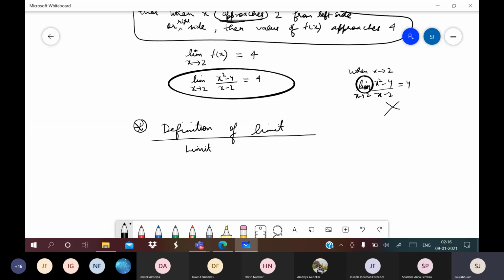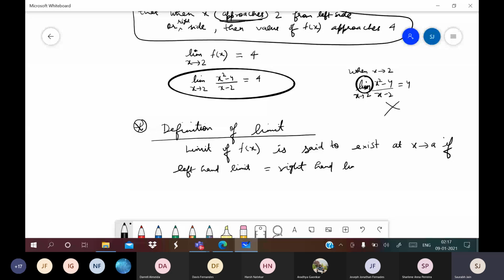So limit of f(x), this is the function, okay, is said to exist at x tends to a if left hand limit equals right hand limit equals a finite quantity, and this finite quantity is the value of limit. This finite quantity is the value of limit.